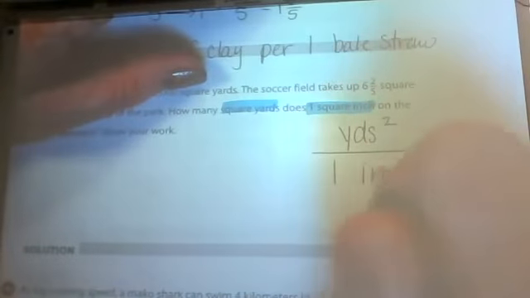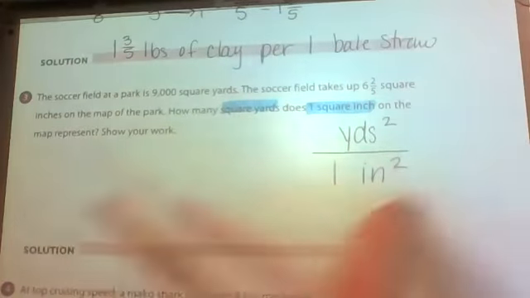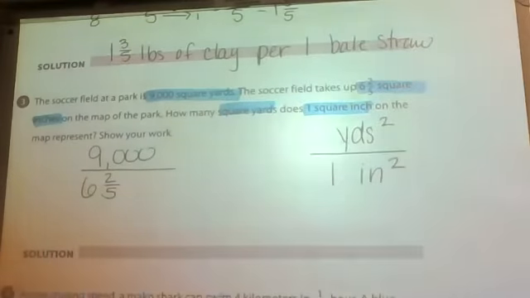So we're looking for yards squared per 1 inch squared. That's how we set this up. We go back up here and look. Here's my yards, here's my inches. So yards go on top: 9,000 goes on top. 6 2/5 goes with my inches, on the bottom. So this actually is 9,000 divided by 6 2/5.